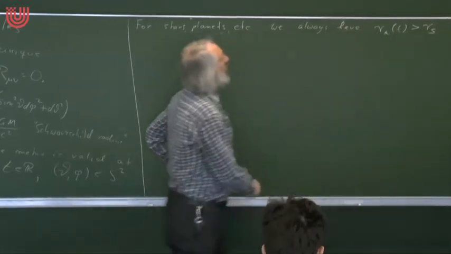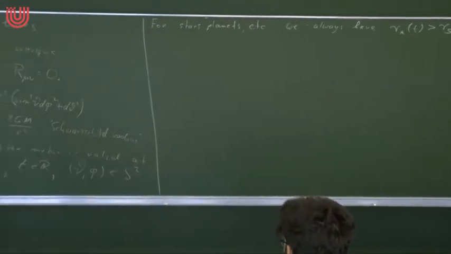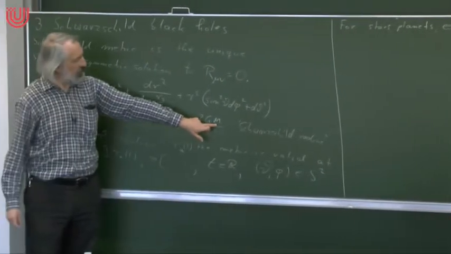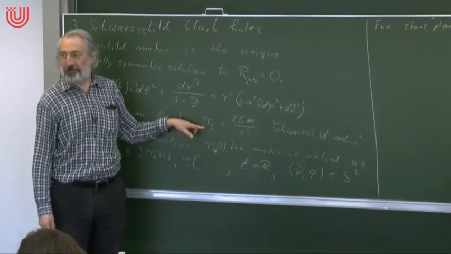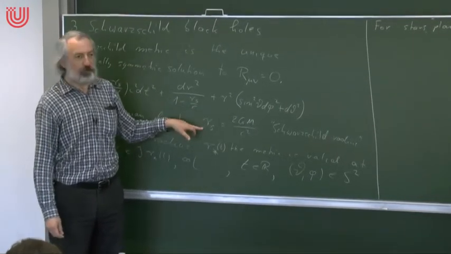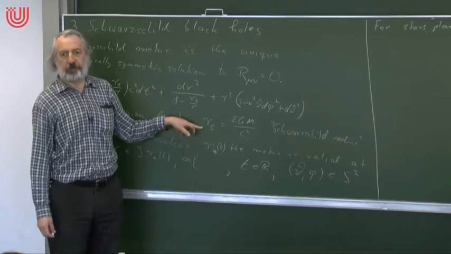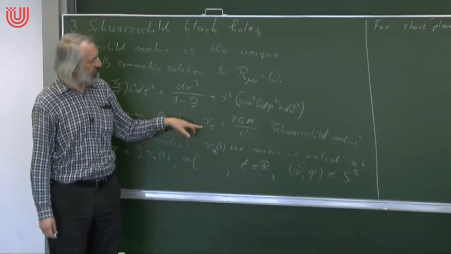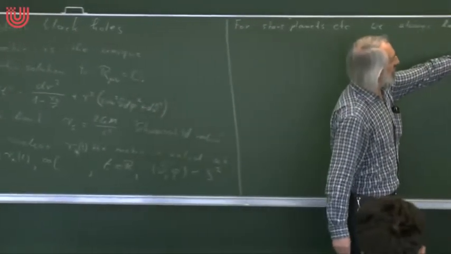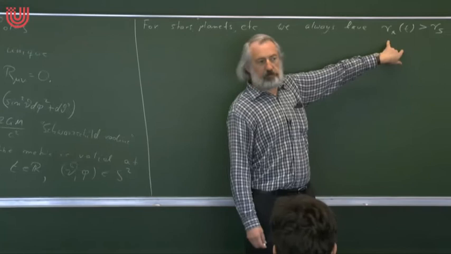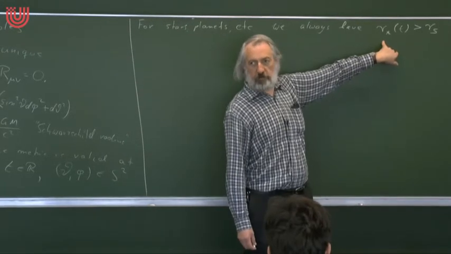So let's check for the Earth, for instance. If you insert here the mass of the Earth, who knows what the RS gives? If you just take the constants from a table. About a centimeter, even less than a centimeter. And the radius of the Earth is 6,000 kilometers, so it's considerably bigger.